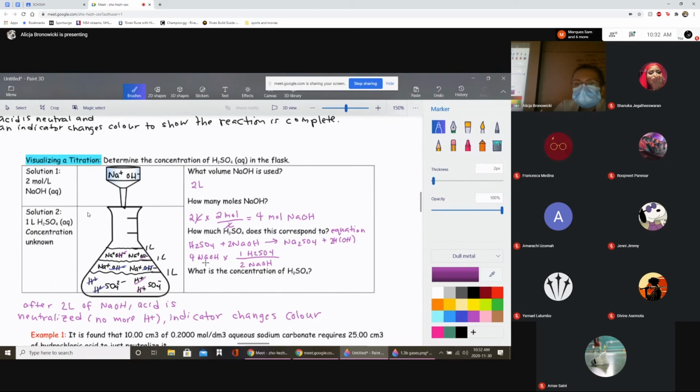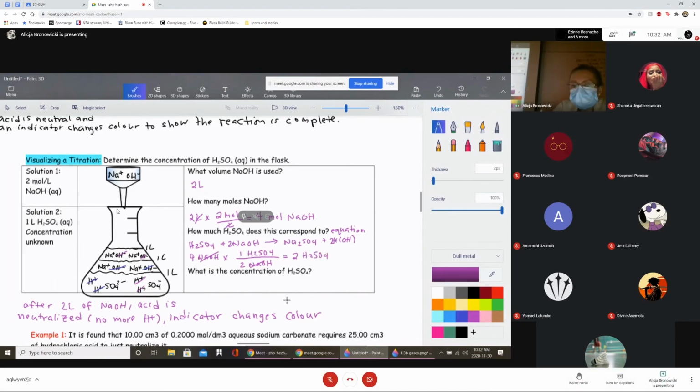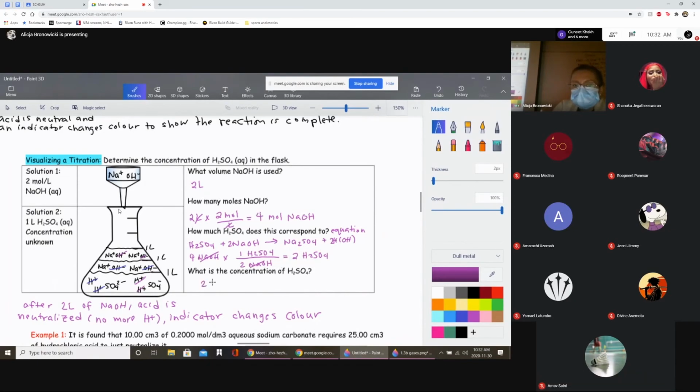Okay, so I use a mole ratio to determine that if I've used 4 moles of NaOH, that corresponds to 2 moles H2SO4. So that means I had 2 moles of H2SO4 in that liter that I started out with. So my concentration of H2SO4 is 2 mole per liter.